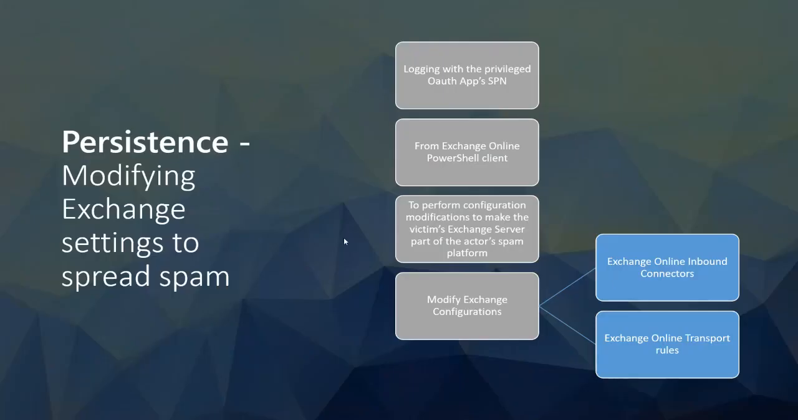The second part is when the actor gets back to the organization and wants to modify the Exchange settings and start spreading emails out of this Exchange Online environment. So they log in using the service principal of the application, the identity of the application, from PowerShell with the Exchange module, to perform configuration modifications on the Exchange service. It's Exchange Online, so it's a service, and they mainly do two types of configuration: the Exchange Online inbound connector and Exchange Online transport rules.